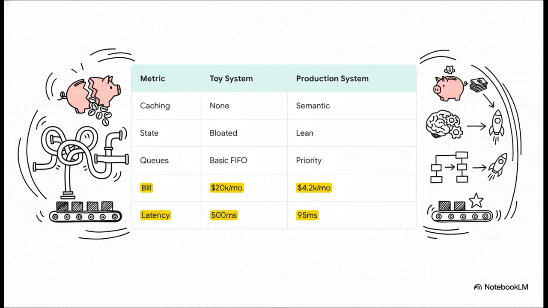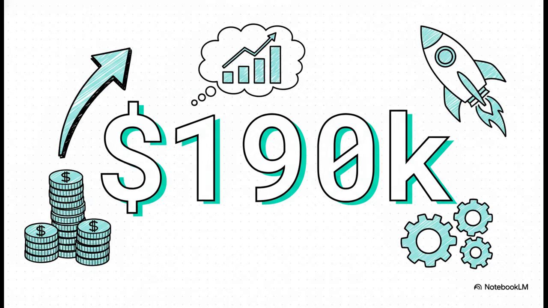Then you have the production system, semantic caching, lean state, and priority queues. The bill plummets to just over $4,000 a month, and the latency is cut down to under 100 milliseconds. So what does that all add up to over a year? $190,000. That isn't just a minor optimization. For a startup, that is your runway. That's the difference between running out of cash and raising your Series A. It's the tangible, cold hard cash value of engineering discipline.